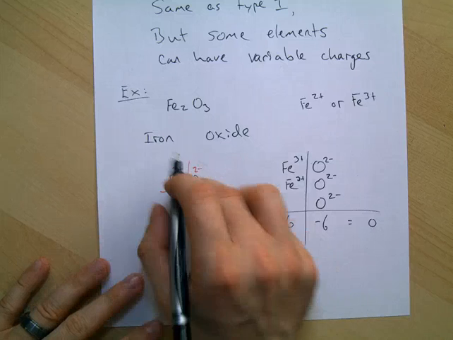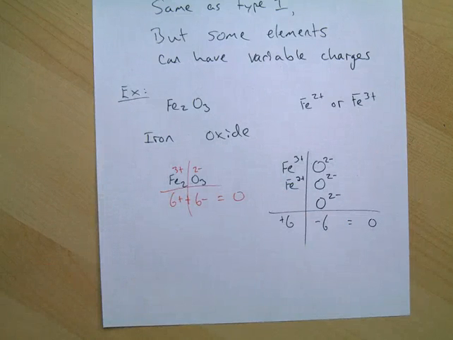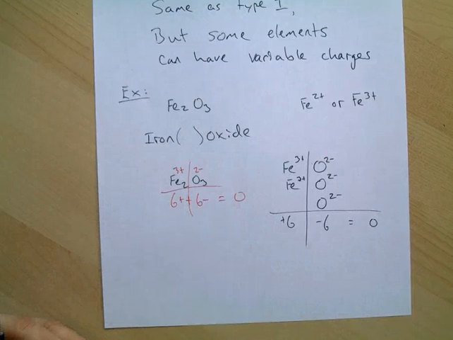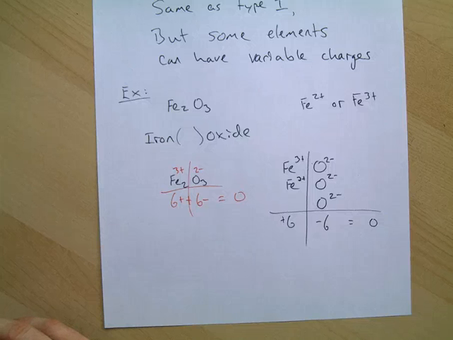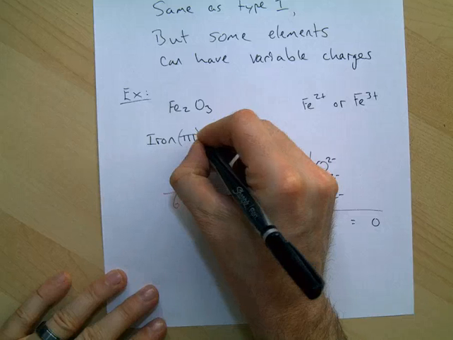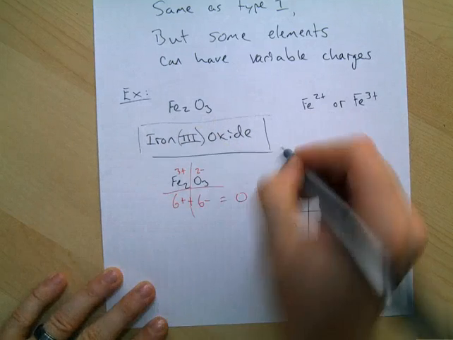How do we represent in the name that it's iron positive 3 and not iron positive 2? Well, what we do is we put parentheses right after our iron. That's why I left the space there. And we write a Roman numeral to represent the charge of the iron. I'm going to write Roman numeral 3 because it's actually positive 3. And this is the name that represents that formula.